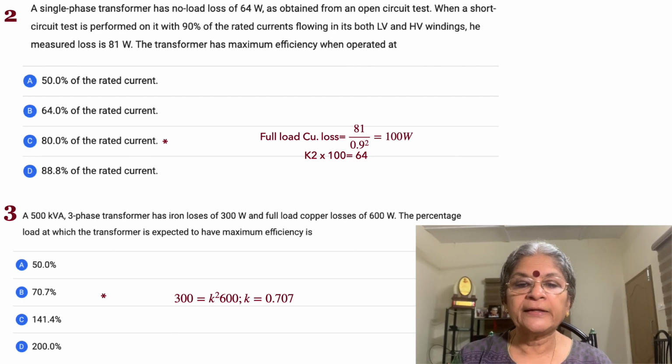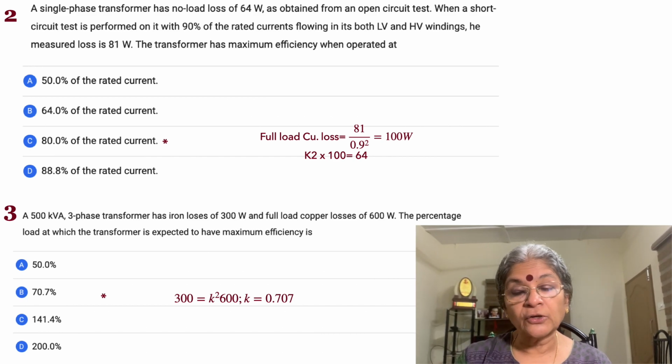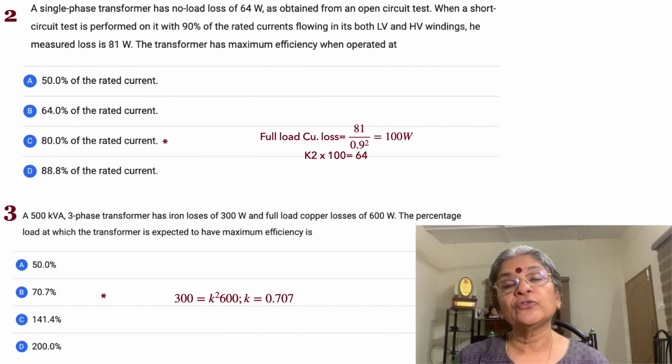Third problem: a 500 kVA three-phase transformer has an iron loss of 300 watt, which includes both hysteresis and eddy current loss, and a full load copper loss of 600 watt. Here hysteresis is not talked about separately. So WI is equal to 300, WC is equal to 600.